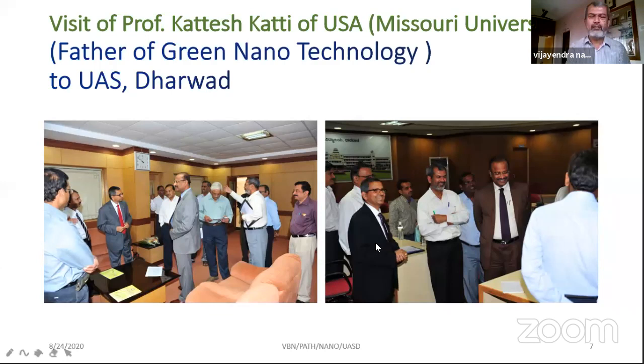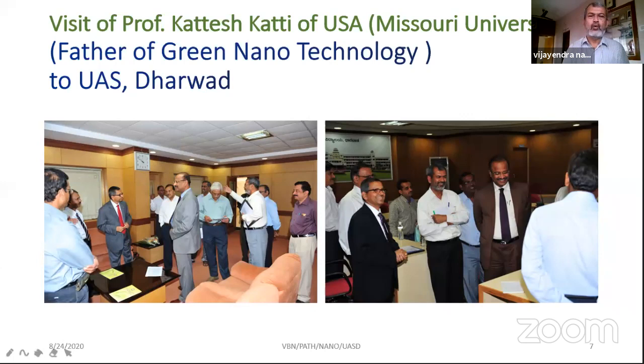Some of the crops he suggested: maize is one, soybean is the second, and mango is the third. Along with these, he said that in the mango, the pericarp is more important for green nanosynthesis rather than the sweet pulp. So the different parts of the plant, different grains, he said, are important for these things. It is the visit which we have seen in relation to our university with our professors and all other teachers associated with this group.